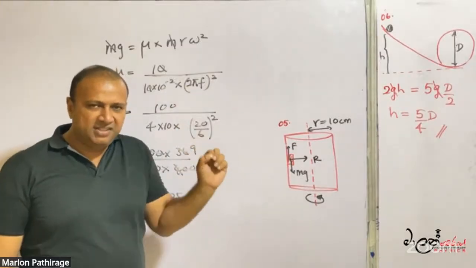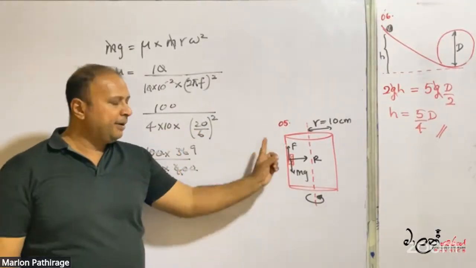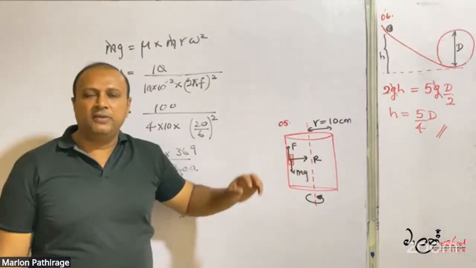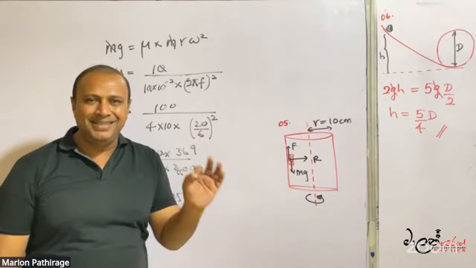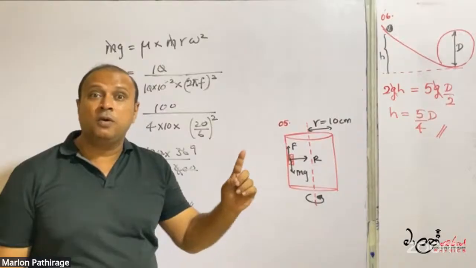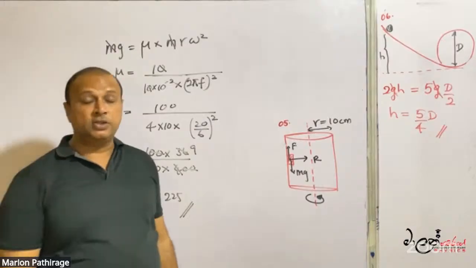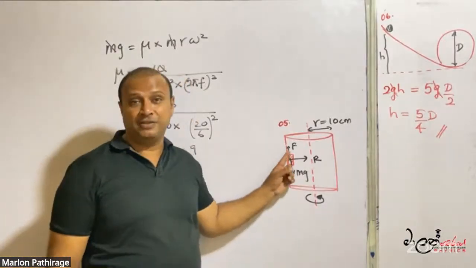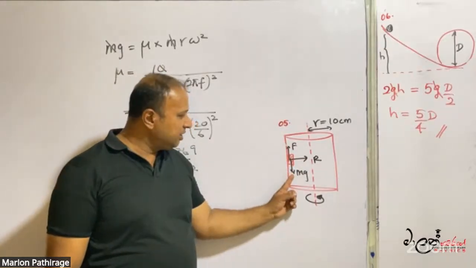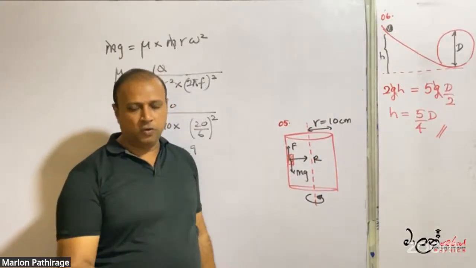Now you know this is in limiting condition because once the frequency decreases, this object will fall down. Therefore, this is in limiting condition. Therefore, this friction force should be equal mu R. Therefore, friction force is equal mg. Mg is equal mu R.